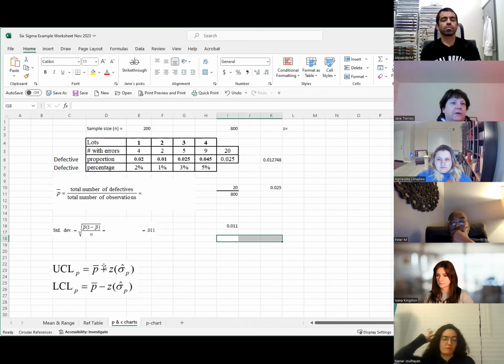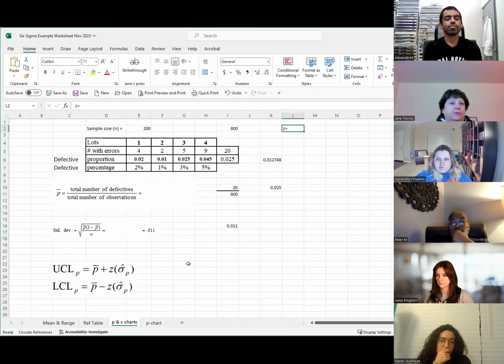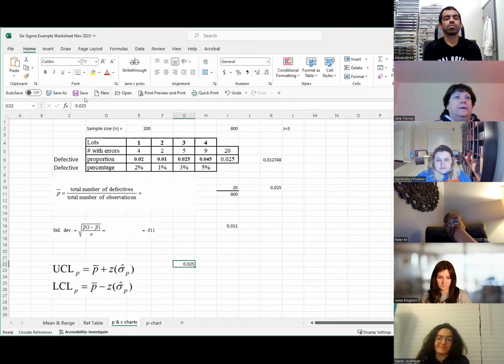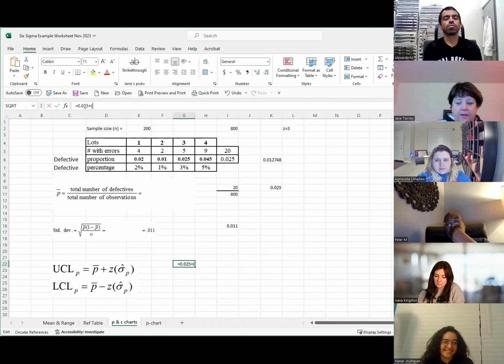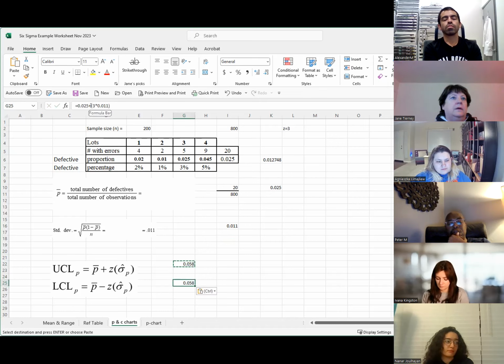But then we need the Z to calculate the limits. And I don't have the Z for this one, but we could make one up. If we have the P bar, it's 0.025. Let's just say Z is equal to 3. So then we take the 0.025. We don't want the parentheses there. Plus 3 times the sigma, which is going to be 0.011. And then this is going to be minus. So then it's going to equal 0 because we can't have a negative number.